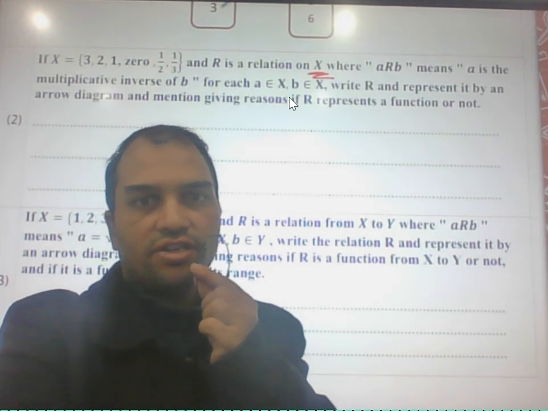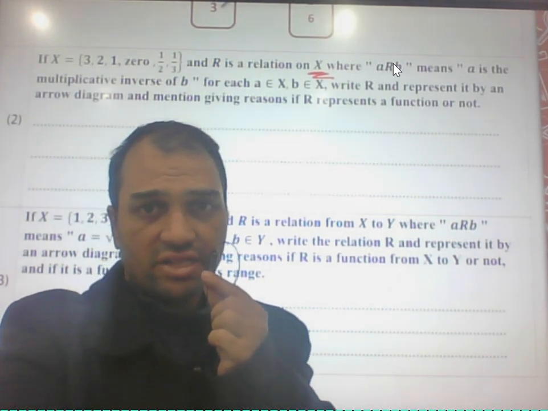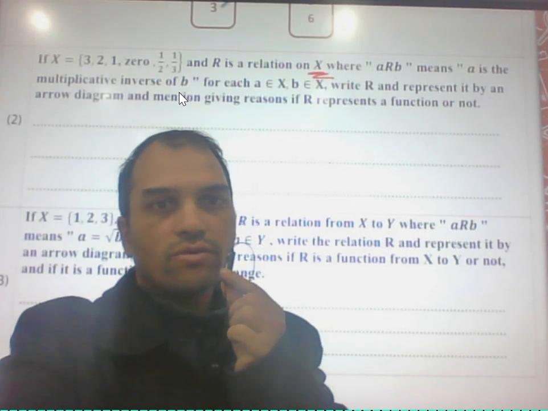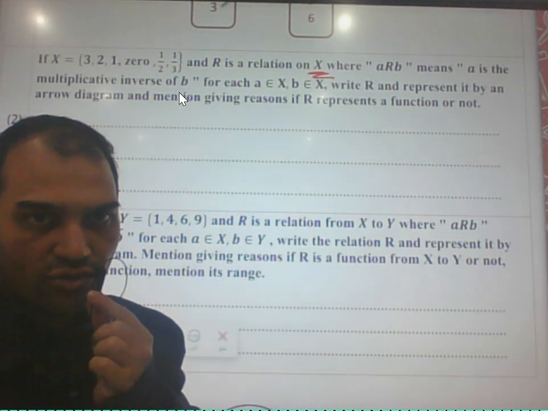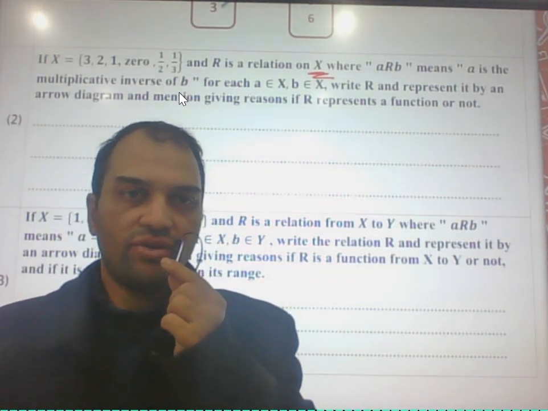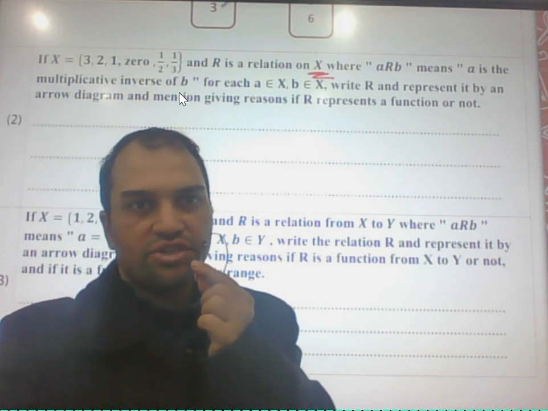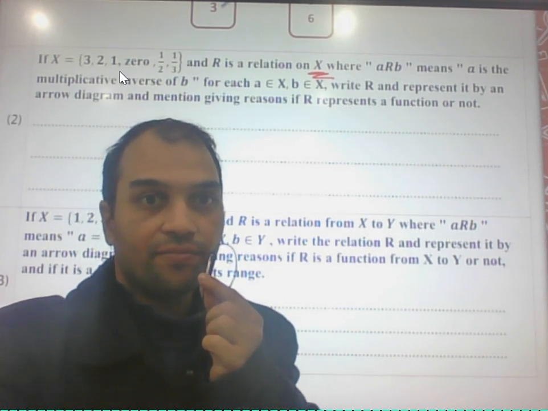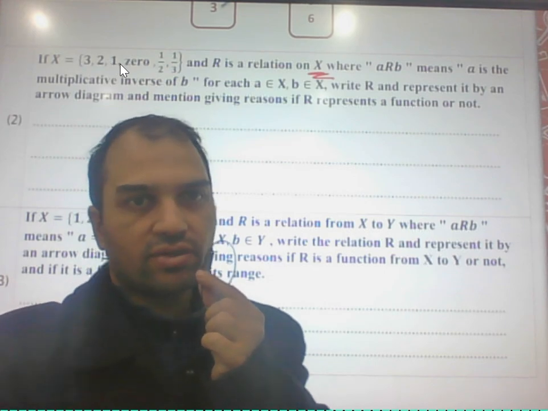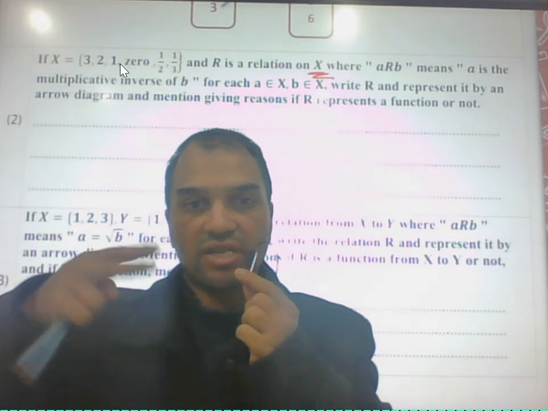Look at here, the relation a R b is represented by the arithmetic, and what does this relation mean? a is the multiplicative inverse of b. Do you know multiplicative inverse? It is the reciprocal of the number. But for 0, we don't have a reciprocal because a number divided by 0 is undefined. So the image of 3 will be third, of 2 will be half, of 1 is 1, but 0 has no image because a number divided by 0 is undefined. He asked about the multiplicative inverse.